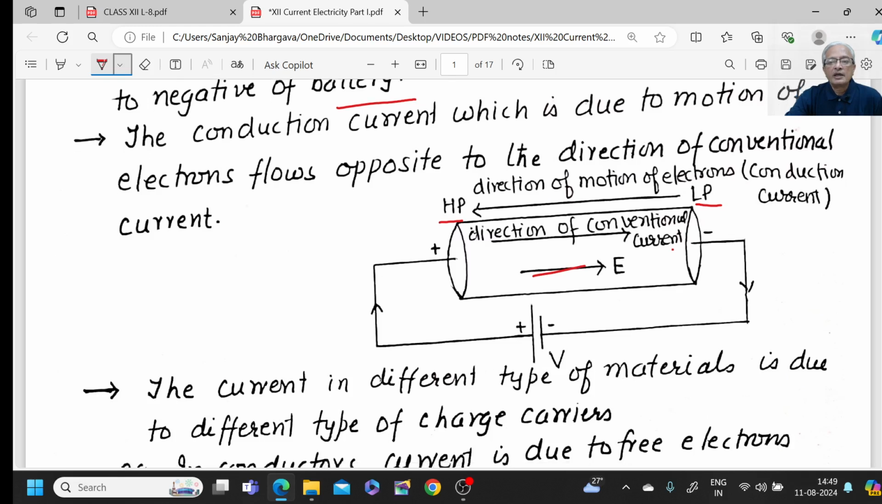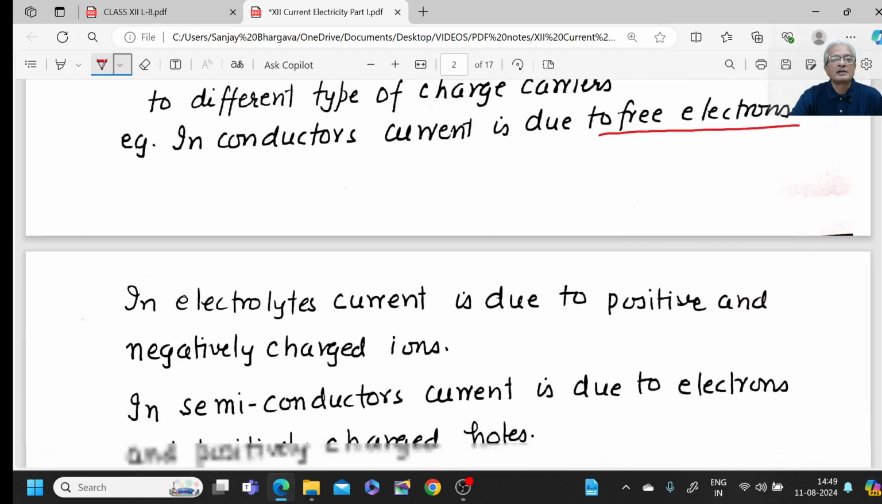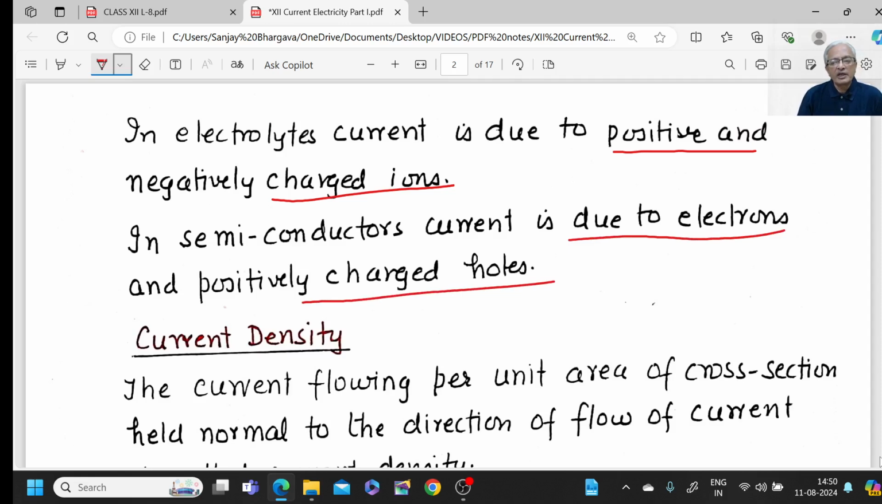The current in different types of materials is due to different types of charge carriers. Like in conductors, the current is due to free electrons. So free electrons constitute the current in case of conductors. In electrolytes, the current is due to motion of positive and negatively charged ions. In semiconductors, the current is due to electrons and positively charged holes. So in different types of materials, different types of charge carriers constitute the current.